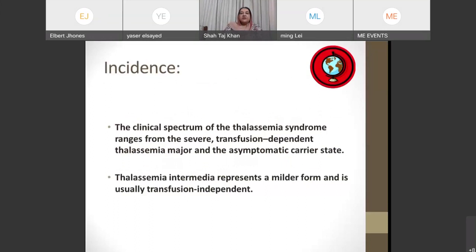So the spectrum of thalassemia syndromes ranges from severe transfusion dependent to the asymptomatic carrier state. As I said, in Pakistan, we have 5 to 7% of our population having the carrier state. And the intermediate is a milder form, and usually non-transfusion dependent. They become transfusion dependent in case of a hemolytic crisis or in females in pregnancies, etc. Whenever there are some other chronic disorders, then they become transfusion dependent. Otherwise, they need no transfusion at all.